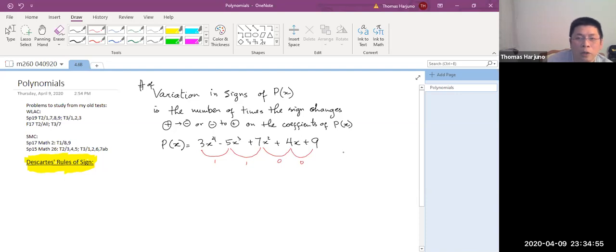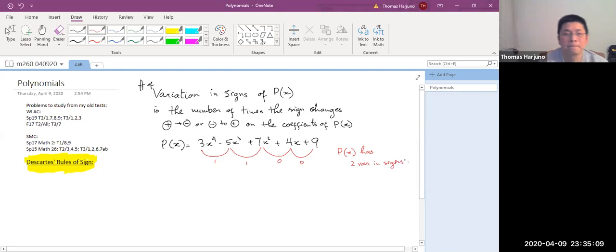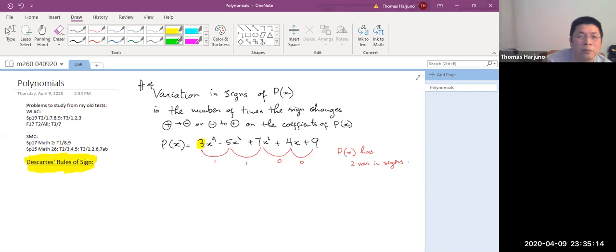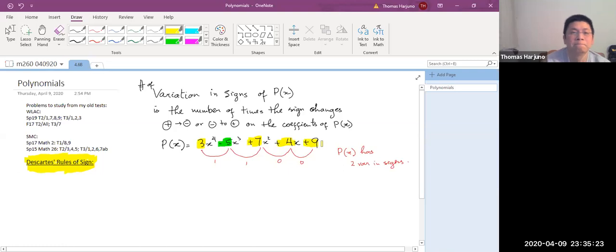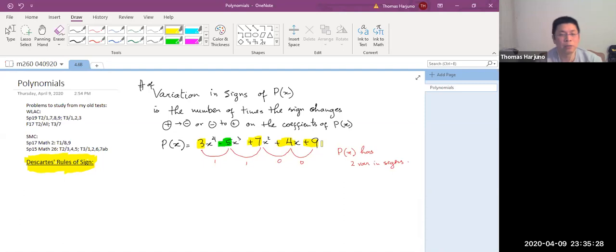So this polynomial p(x) has two variations in signs. The sign changes from positive becomes negative and then becomes positive again. Still positive and still positive. Okay, now that's what it means to be variation in signs.